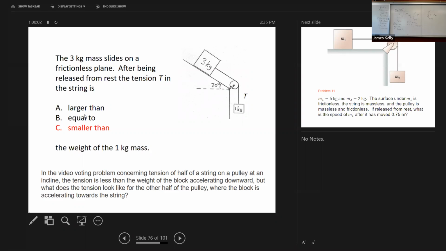I'll release it from rest. It's not going to stay at rest. That's going to start going down. Weight is bigger than the tension, or the way it's phrased here, the tension in the string is smaller.